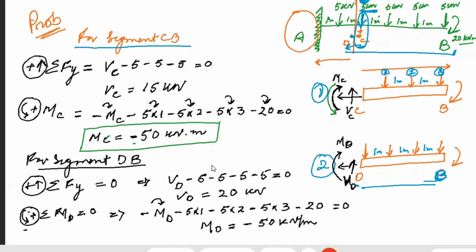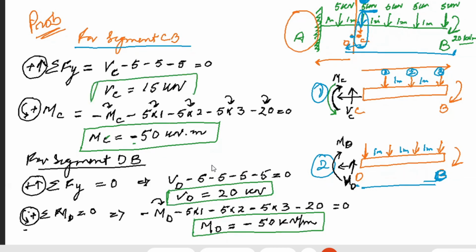Now try to compare both the movement and the shear. You have the same movement on either side of the line. Let's say this is your line AA dash. You have the same movement on either side of the line AA, but you have different shear force.